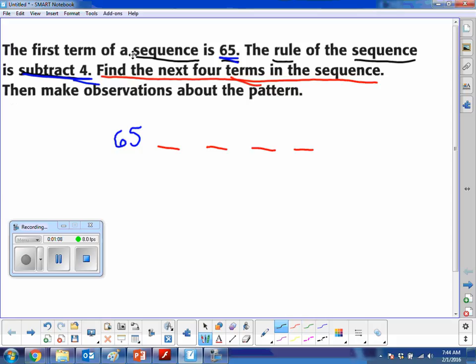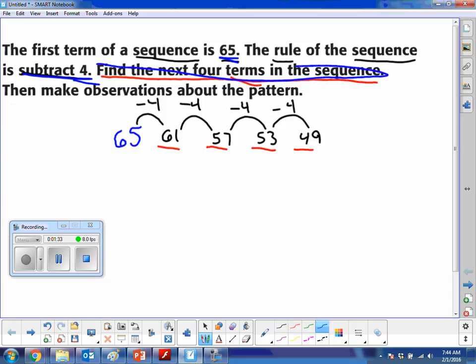from each one. So if I think to myself, 65 minus 4, well, that's going to be 61. 61 minus 4, well, that's going to be 57. 57 minus 4, that's going to be 53. And finally, 53 minus 4, that's going to be 49. So what I've done right now is I've taken care of the first step, finding the next 4 terms in the sequence. Done with that.